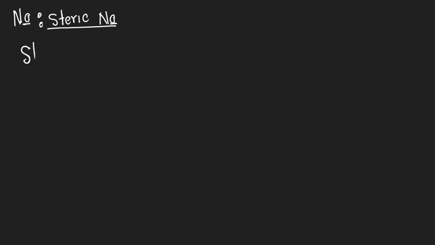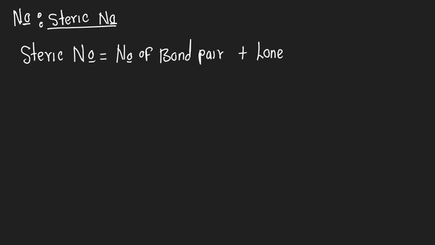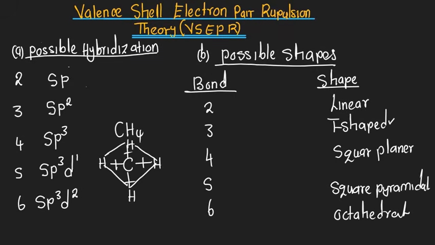Steric number is calculated using this formula: the number of bond pairs plus the lone pairs. Whatever number you find here is what you will choose the hybridization from. That is where you get the hybridization from.